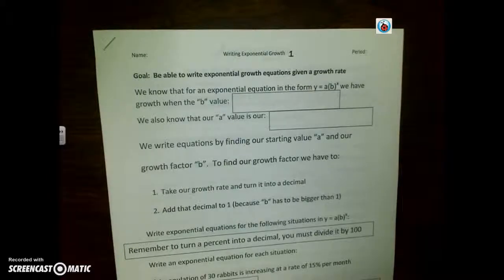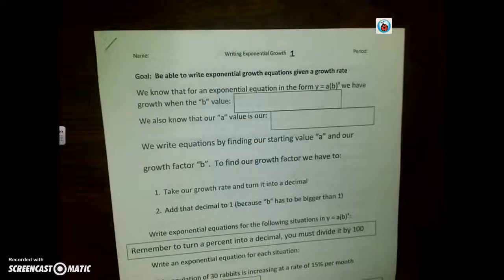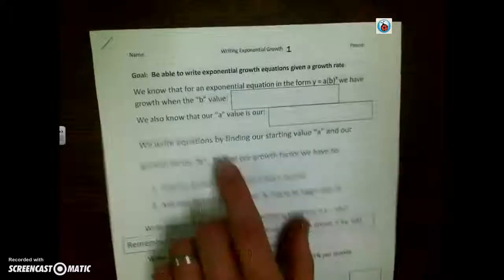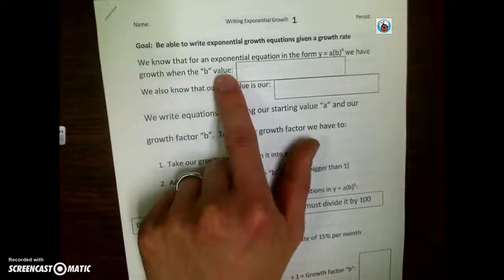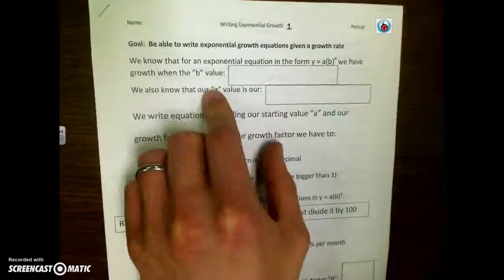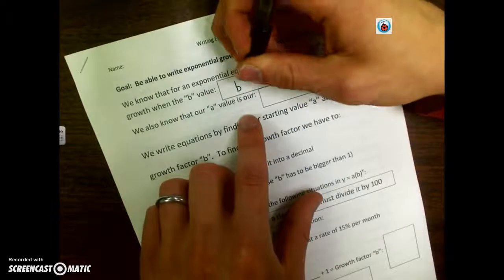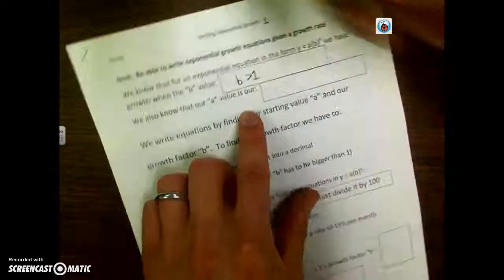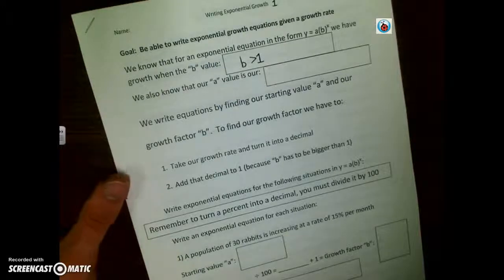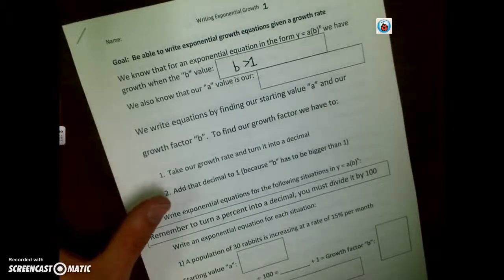Alright, so this is writing exponential growth 1. We covered this in class on Monday, but we'll go ahead and look at it again just to fill in a couple of these blanks. Now, when we have an exponential equation in the form y is equal to a times b to the x, we have growth when our b value is bigger than 1. Anytime we're multiplying by a number that's larger than 1, it will be growing. Alright, and we also know that our a value is our starting spot, or our y-intercept.